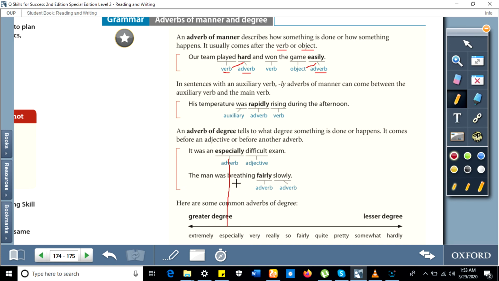And here the man was breathing fairly slowly. So you can use it with another adverb, right? Fairly slowly. And as you can see, fairly is towards the lesser degree or kind of in the middle here. So fairly slowly means like this. All right. So this is what it is.